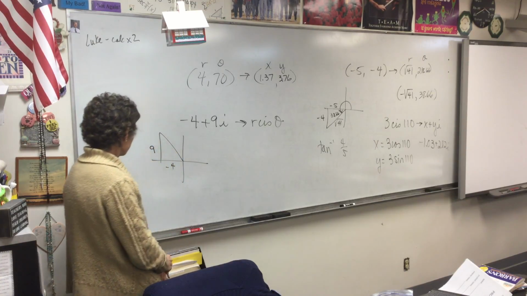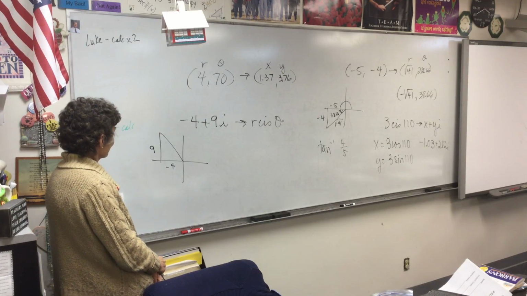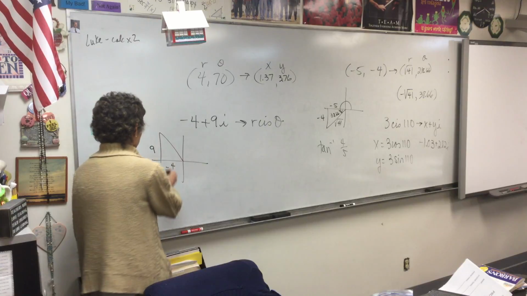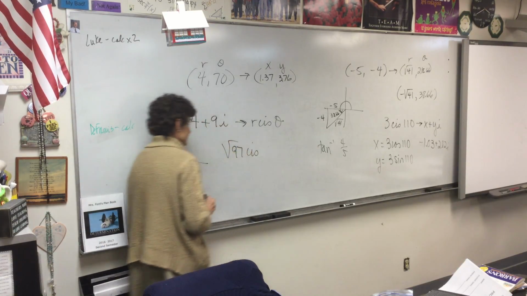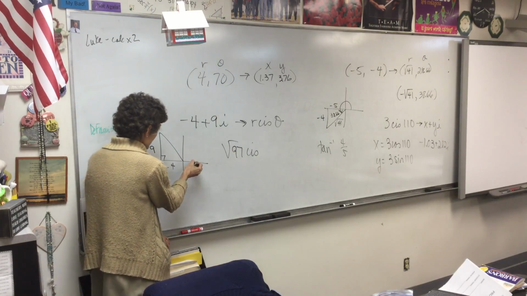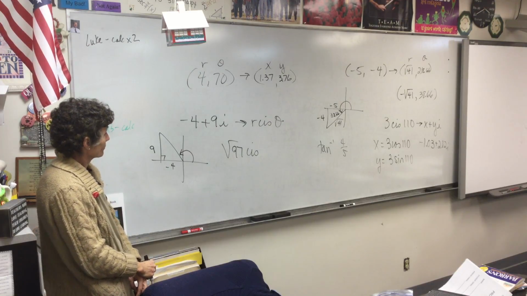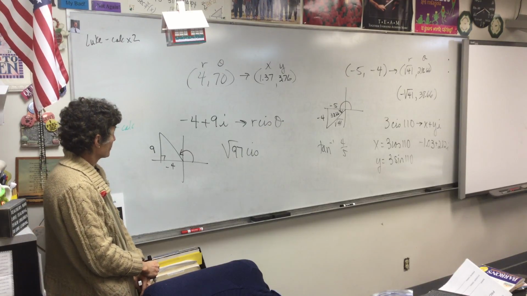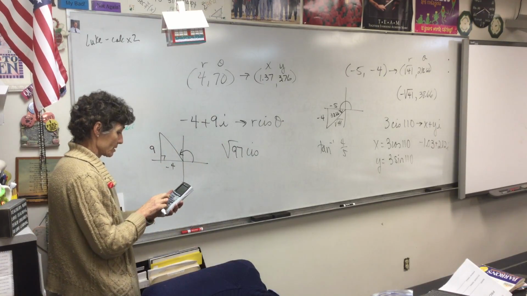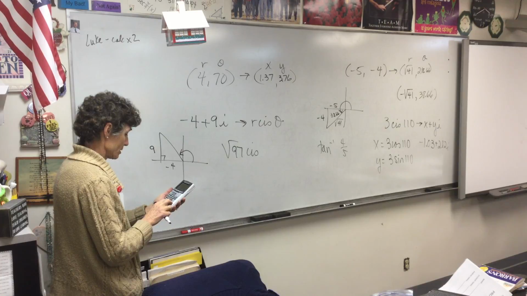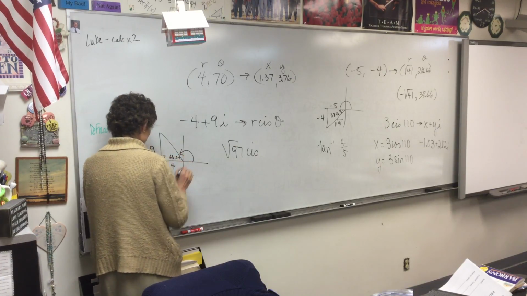What's my r? This is r. Root 97. So it'll be root 97 cis. This is going to be the actual angle I'm going to use, so I'll need to find that one. So inverse tangent 9/4. I got 66.04.